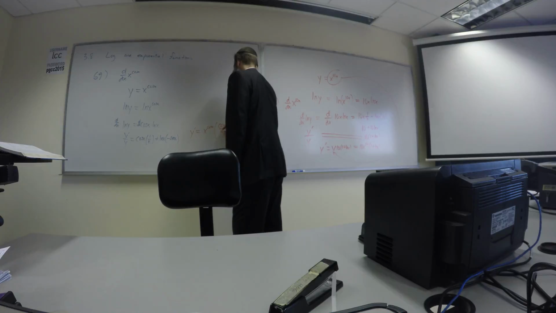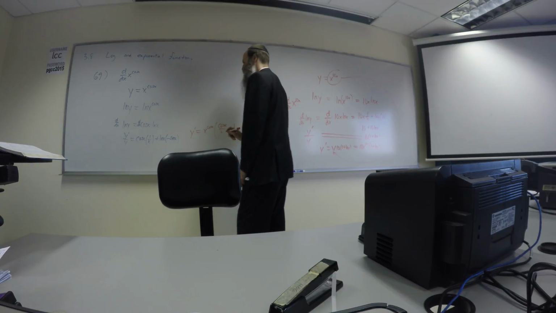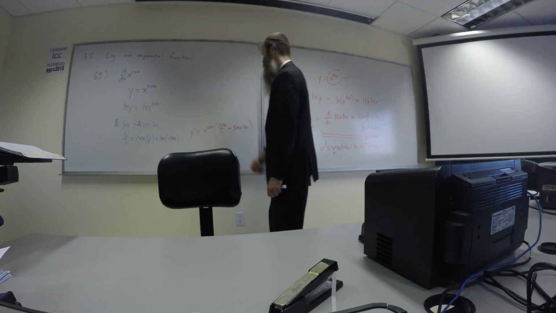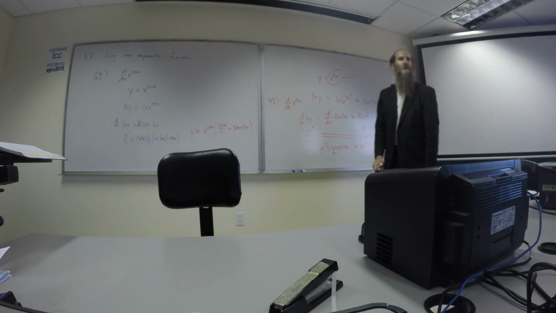Cos x on x minus sine x ln x. Sine x ln x, that's the product. There's our answer. Okay?